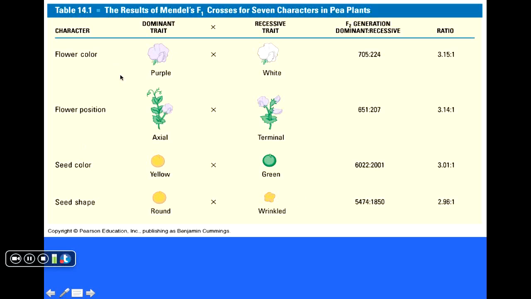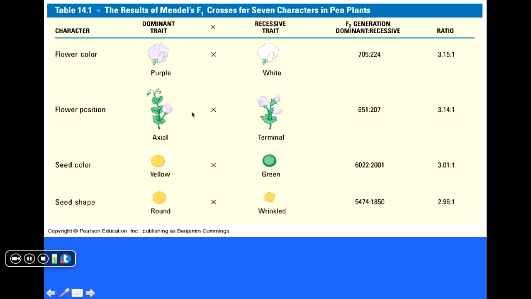So this table summarizes some of his results. For example, in the cross we've been talking about so far, crossing a purple with white flowered plants, the F1 generation, not illustrated here, recall though, all of those flowers were purple. But then if you cross-pollinate the F1 individuals, he found that about 705 individuals in the F2 generation were purple flowered, whereas about 224 individuals were white flowered, a ratio of about 3.15 purples to 1 white. Notice this ratio, about 3 to 1.